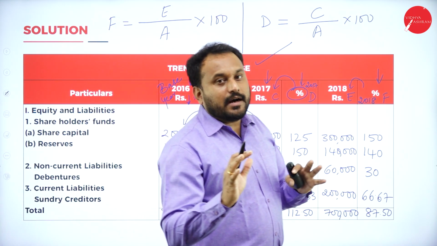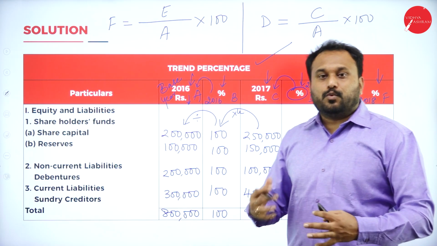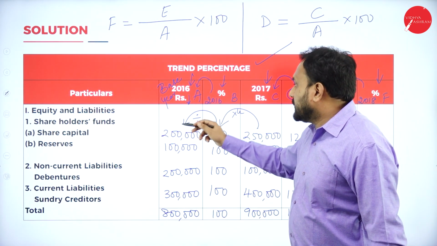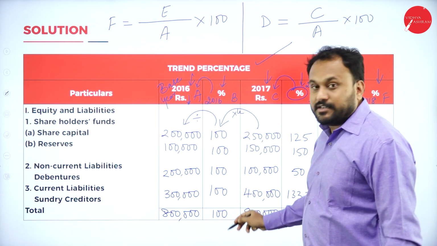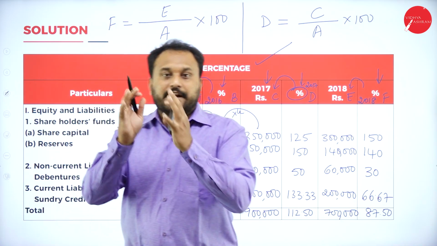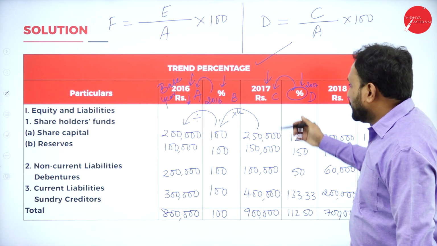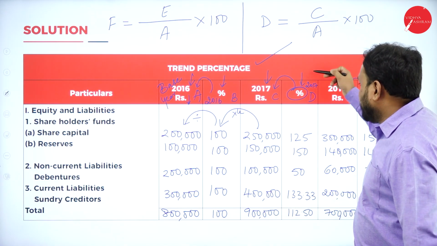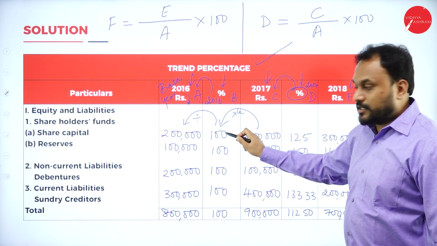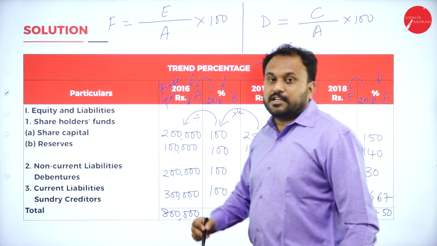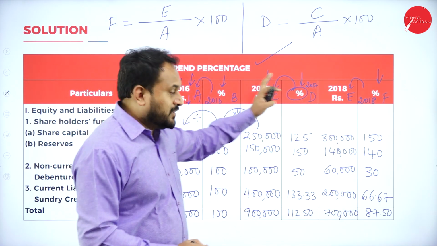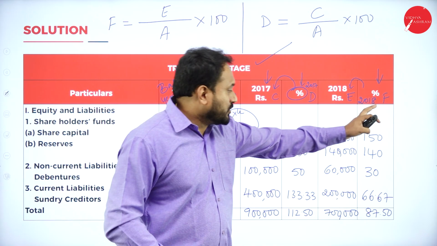Hope you people are able to understand all these things, what exactly we have done. 2016 is a base. So everywhere you write 100, 100. Whenever you get any base, the trend for that base is 100%. Later we went with 2017. Now how to find 2017: 2017 divided by the base into 100. Now how to find 2018: 2018 divided by the base here into 100. So we got the percentage.